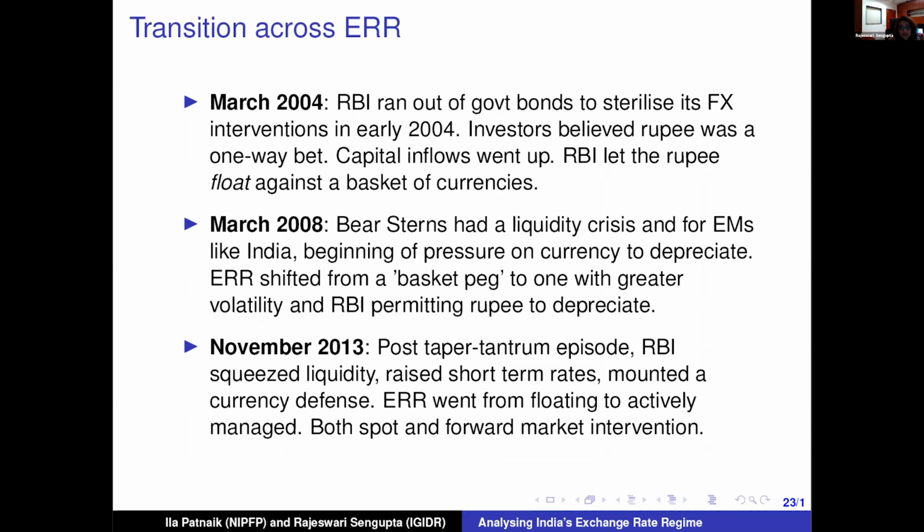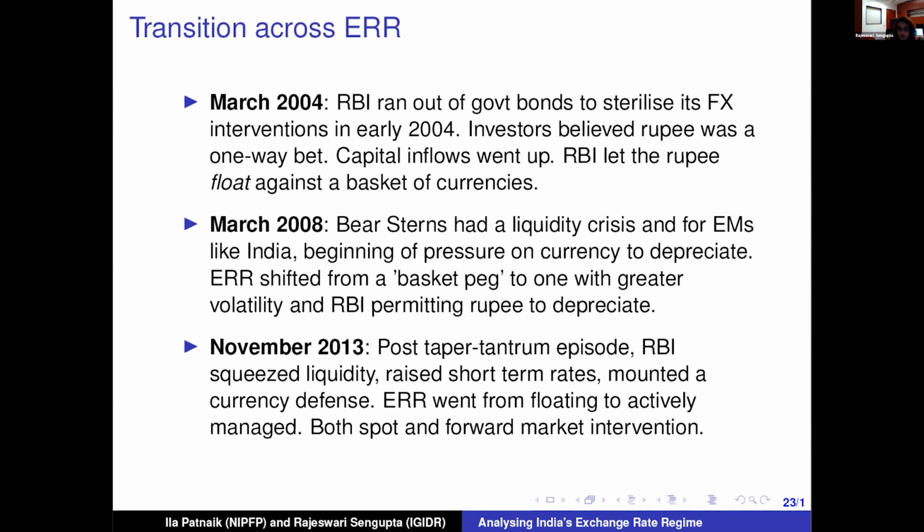Very quickly on the transition across exchange rate regimes, I don't want to dwell too much on it. It's all there in the paper. In 2004, the first break date, the Reserve Bank of India ran out of government bonds to sterilize FX intervention. There were a lot of capital inflows coming in. The RBI was trying to sterilize, but the sterilization cost was becoming too high.